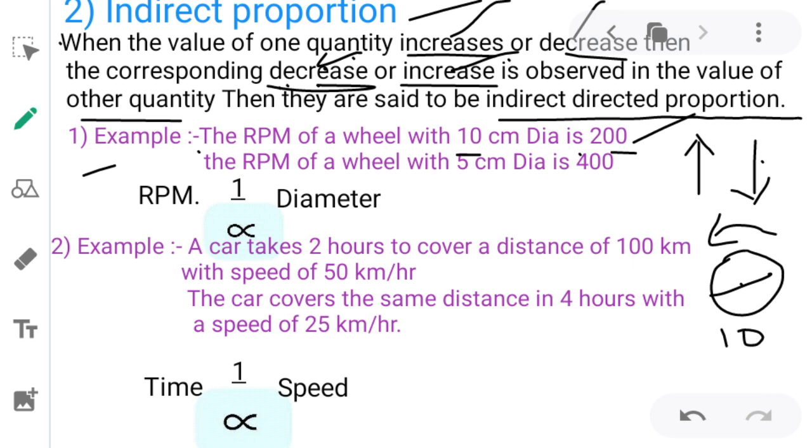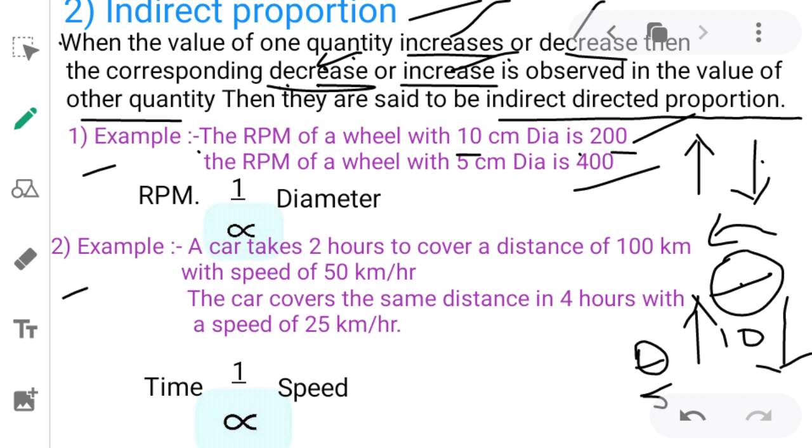The RPM of a wheel with 5 centimeters is 400. If the wheel is smaller, that means if the diameter is 5 centimeters, then the RPM becomes double, that is 400. It means if the diameter increases, the speed or RPM decreases. So this is the indirect proportion.